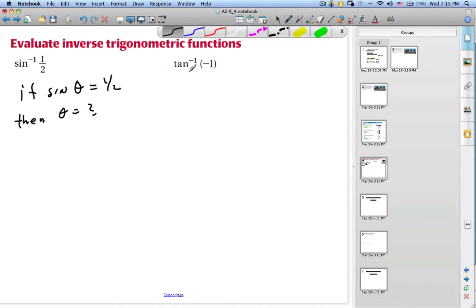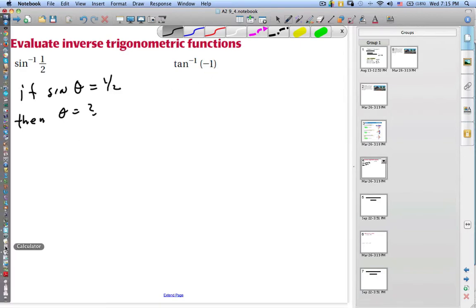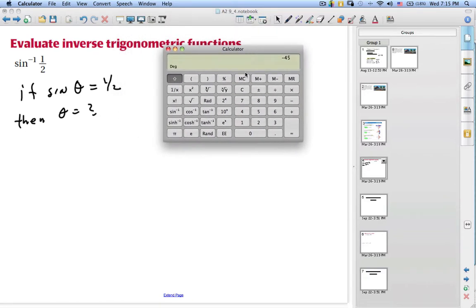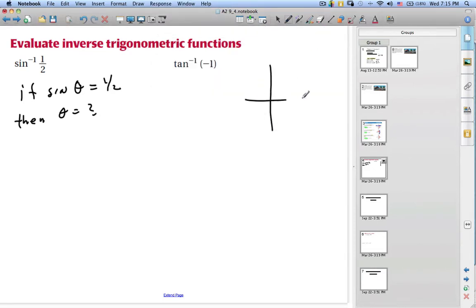If I want to do the inverse tangent where tangent is -1, I can pull out my calculator and say, okay, if I have the opposite of 1, what is the inverse tangent? Well, it's -45. That's the reference angle, -45. So where's -45 degrees located? It's down here, right? So this is the angle we'd be talking about. So -45 degrees.